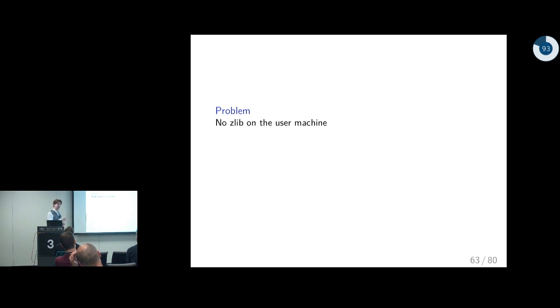But there's a problem, because we already linked against zlib, and there's no zlib on the user machine, at least not an appropriate zlib. So how do we solve that? Right? Well, we distribute zlib with the wheel. Right? You just bundle it in there.